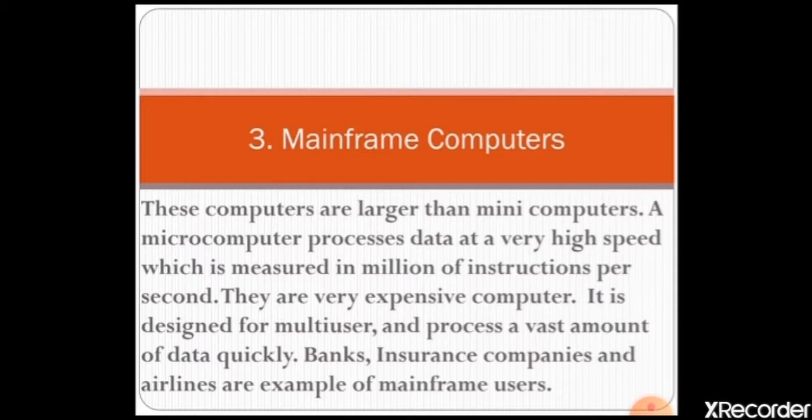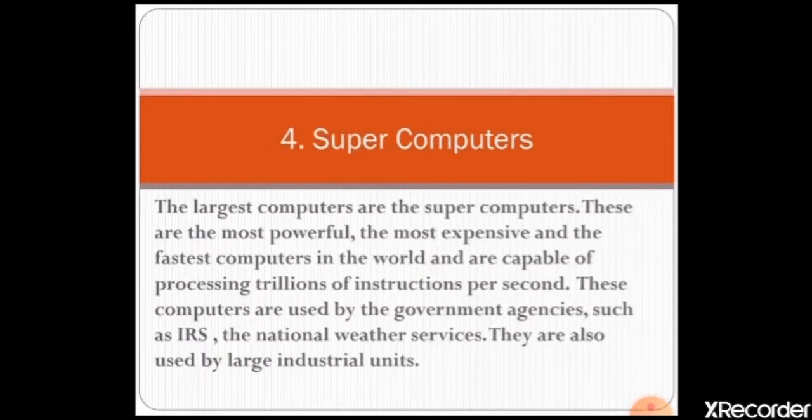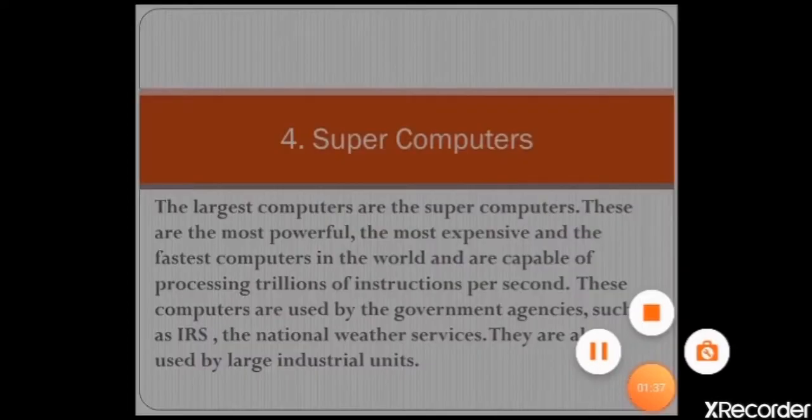Now the last and the most important is the supercomputer. The largest computers are supercomputers, and they are the most powerful, most expensive and the fastest computers in the world. They are capable of processing trillions of instructions in a period of time. These computers are used by government agencies such as the IRS, second, the National Weather Service. They are also used by large industrial units.